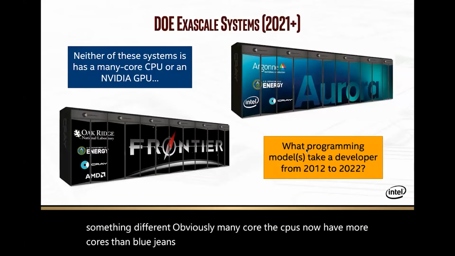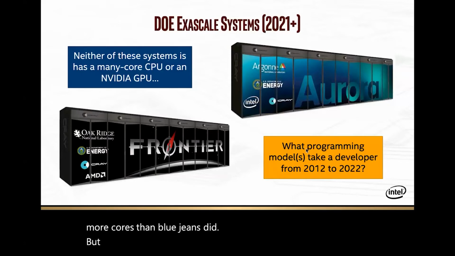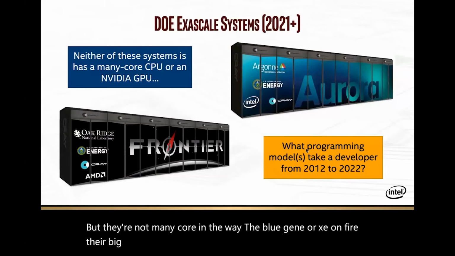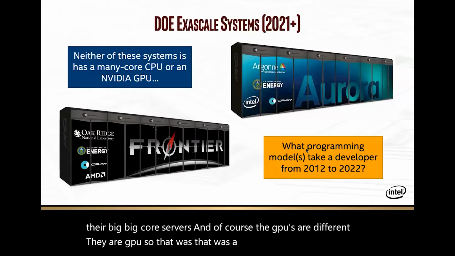But they're not many core in the way the Blue Gene or Xeon Phi are. They're big core servers. And of course the GPUs are different. They are GPUs, so that was a safe prediction. But they're GPUs from Intel and AMD.